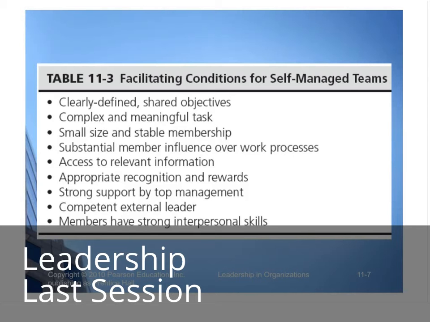Then we have a competent external leader. A lot of times just having an external leader who is competent and able to perform is important. Sometimes you are the one, or you need to involve one. And then members have strong interpersonal skills. It's a lot about interpersonal skills. It's all about relationships. It's all about communication.